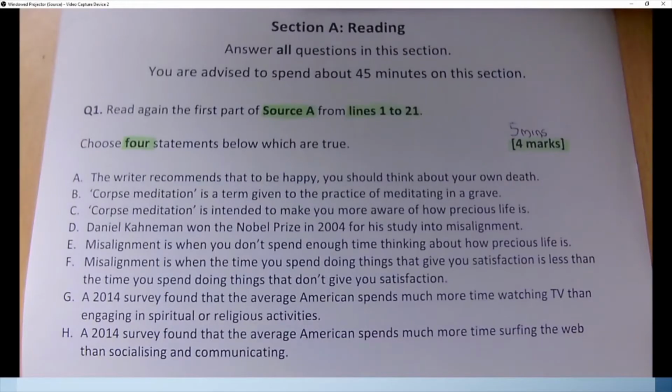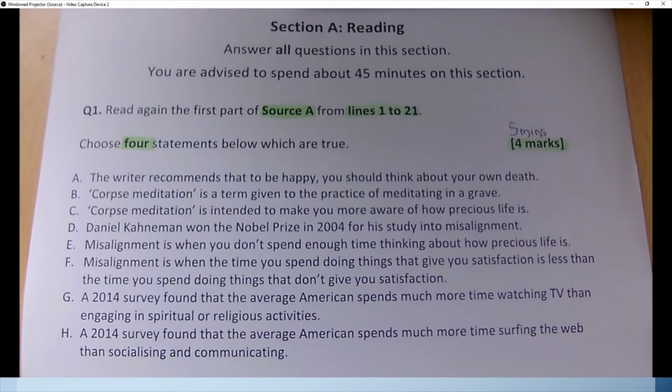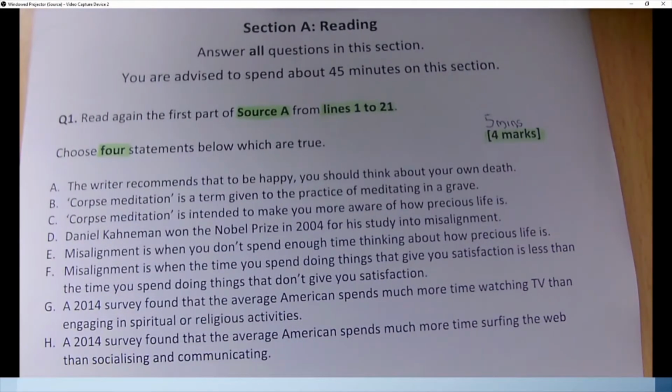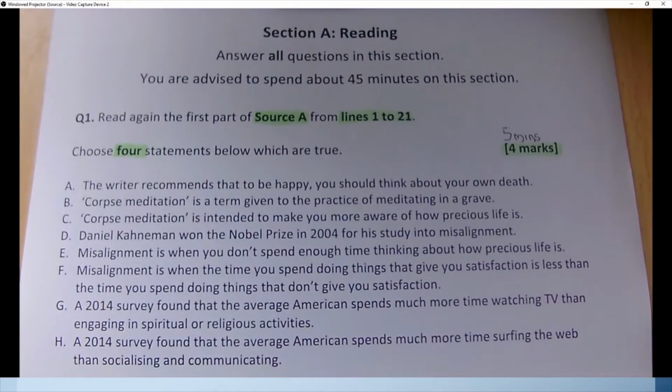Okay, so now that I've read the question, I've highlighted the keywords in the question, I have read the statements, I know what I'm looking for. I'm going to go to that part of the source and highlight anything that's going to be relevant to this. Obviously, under exam conditions, I'd be doing this quite quickly. And then I will cross-reference as I'm going as well, so I'll show you what I mean by that.